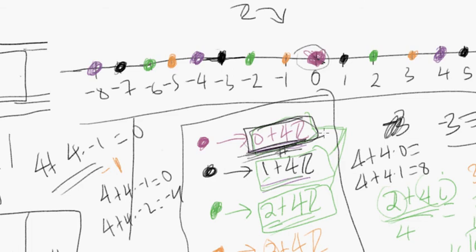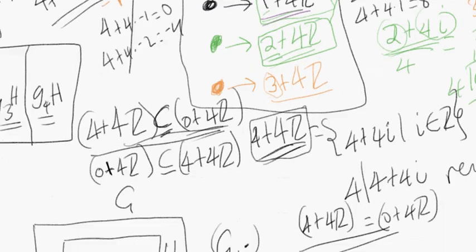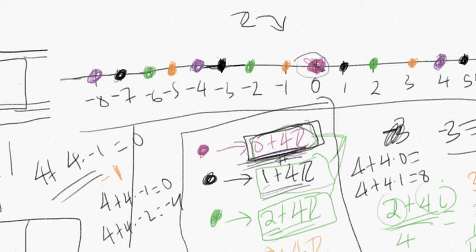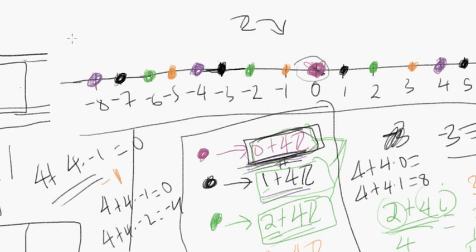0 plus 4z is enough. It covers all elements of 4 plus 4z. Right? What about the coset 6 plus 4z? Actually, let's think about 5 plus 4z. We just looked at 4 plus 4z. We just concluded the following, that 4 plus 4z is equal to 0 plus 4z. We just concluded that.